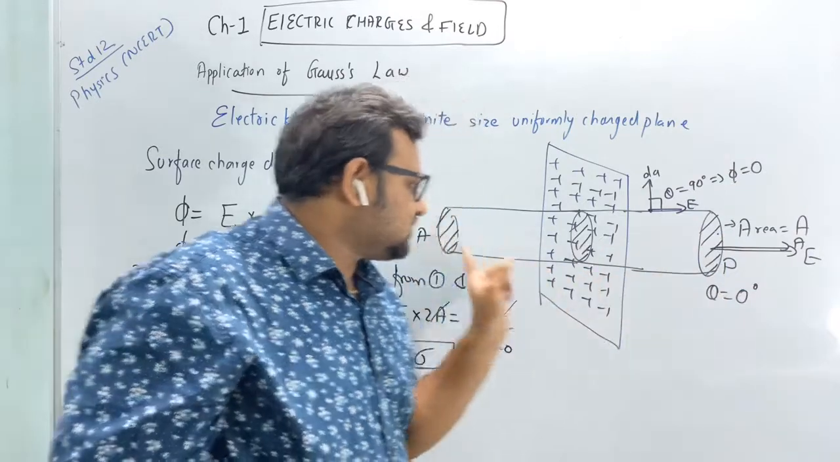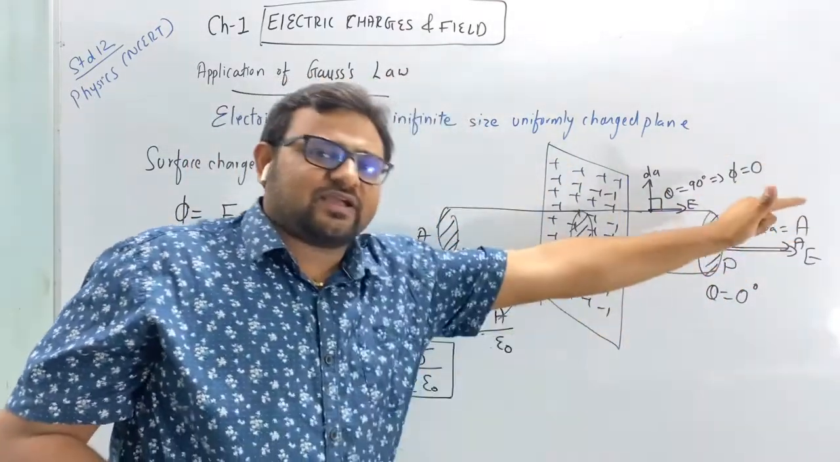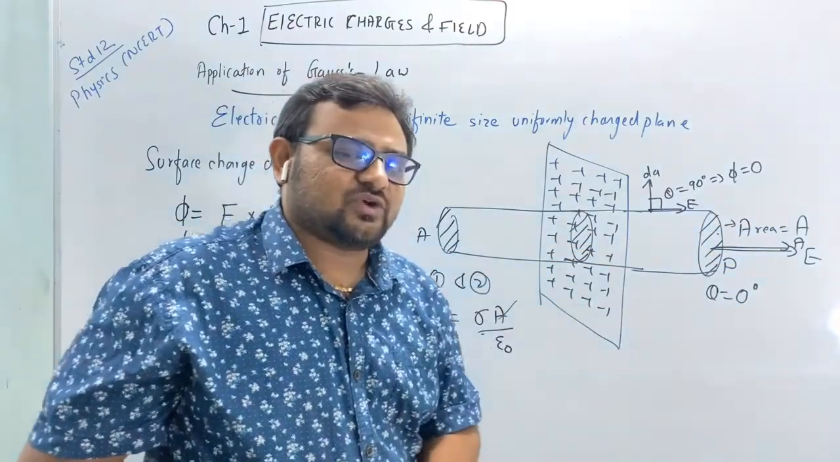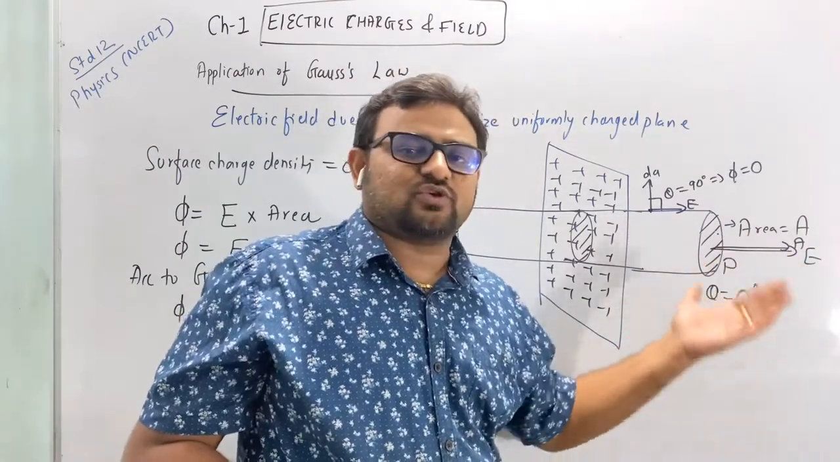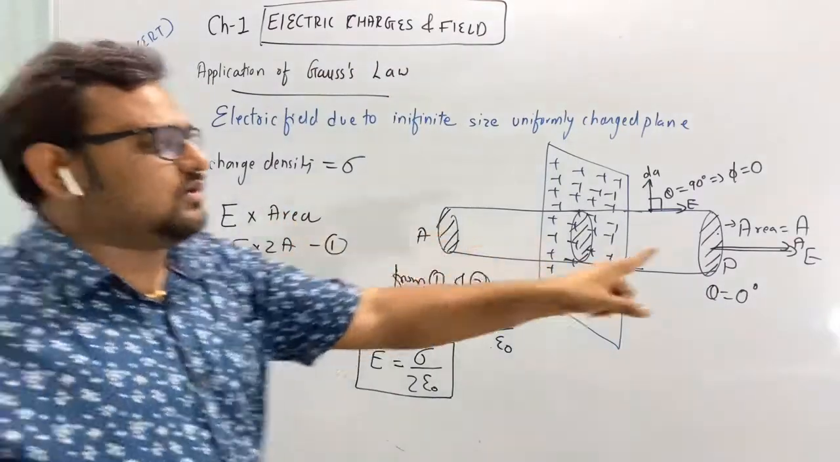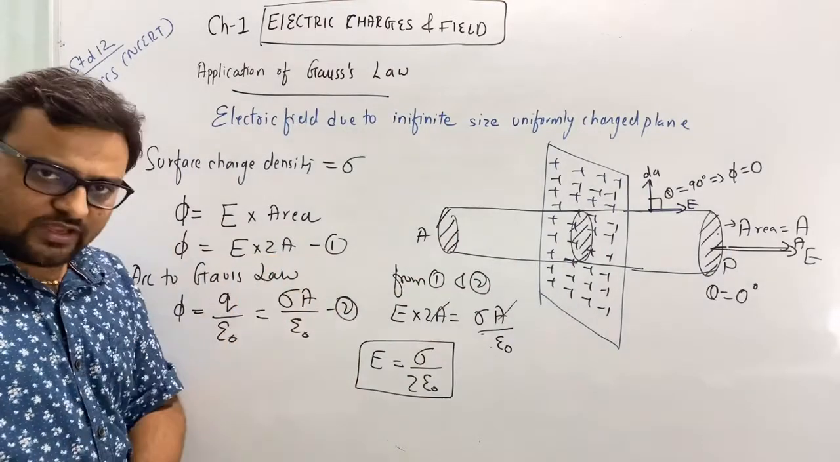But on these two surfaces, the electric field and the area vector both have the same direction. So theta is equal to 0 degrees. So the flux will be EA cos 0, and the value of cos 0 is 1. So it's E into the total area. One this area, another this area. So E into 2A.